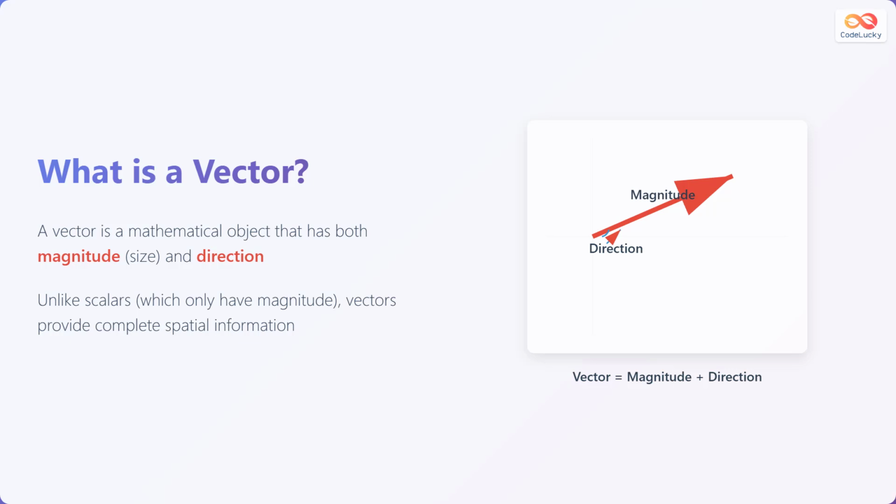So, what exactly is a vector? A vector is a mathematical object characterized by its magnitude, or size, and direction. Unlike scalars, which only have magnitude, vectors give complete spatial information. Vectors include both magnitude and direction.